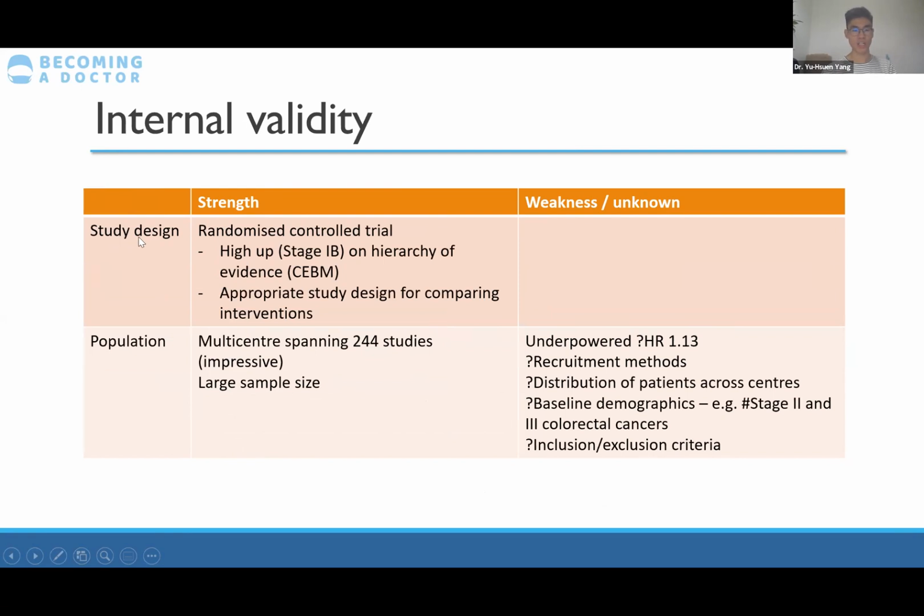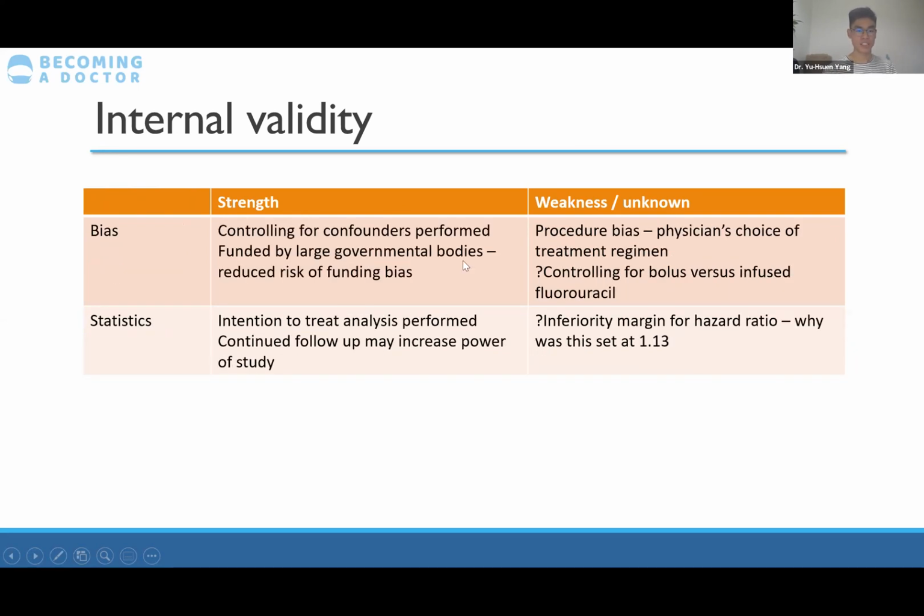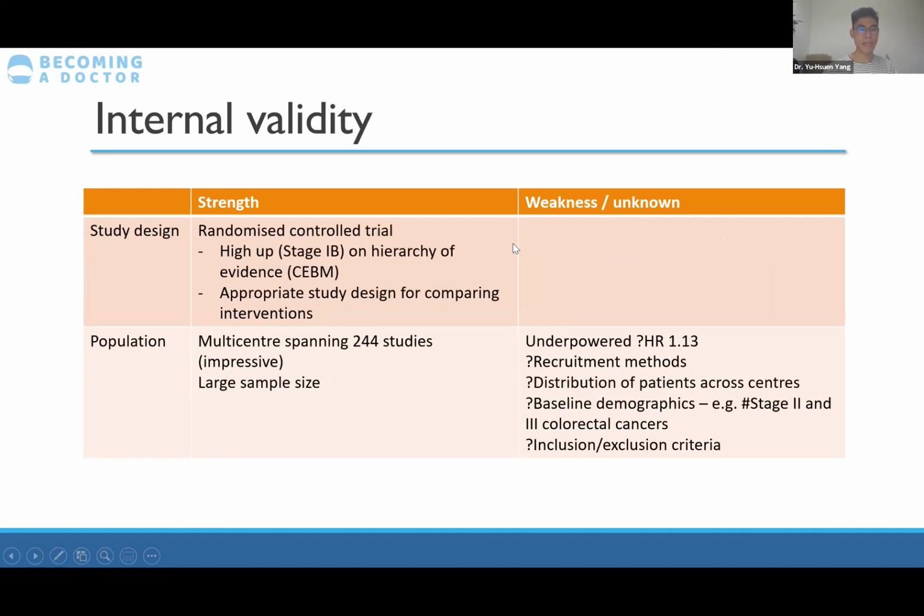The rows I look at are the study design, the population, intervention/control, outcomes, bias, and statistics. So let's go through each of these in turn. I would say the strength of the study is that it's a randomized controlled trial. You can comment on how high up the hierarchy of evidence it is, based on the CEBM, the Centre for Evidence-Based Medicine hierarchy.